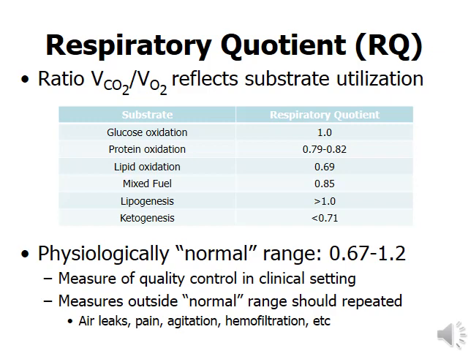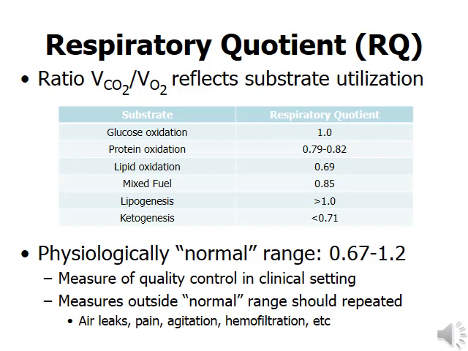In the clinical setting, ideal testing conditions are difficult to obtain. Patients are often receiving nutrition support, have changes in medication, sedation, and ventilation modes throughout the day. Therefore, the respiratory quotient should be considered a measure of quality control as opposed to that of substrate utilization, for example, over or underfeeding.